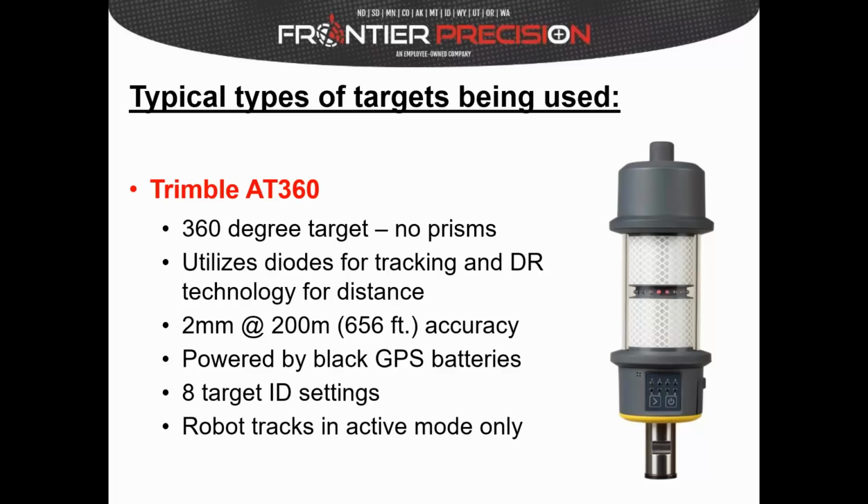These also have 8 target ID settings, so you can see the 8 little LED lights here that tell us which target ID we're on. And the other thing to keep in mind about this, unlike the Multitrack or the MT1000, is that this is an active target only. This only works in active mode. Whereas the MT1000, since it has prisms, we can also operate it in passive mode.